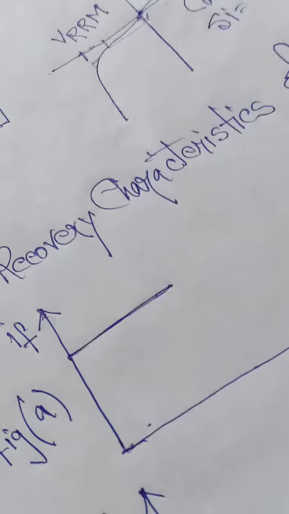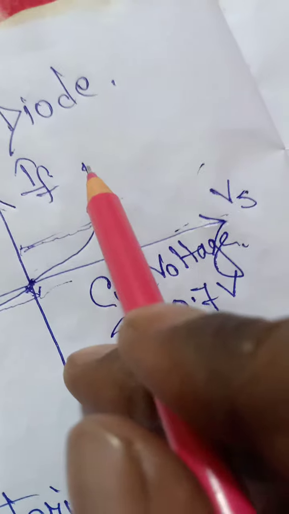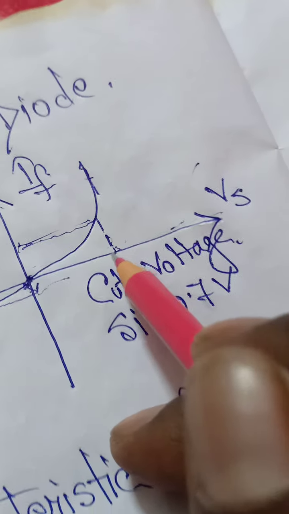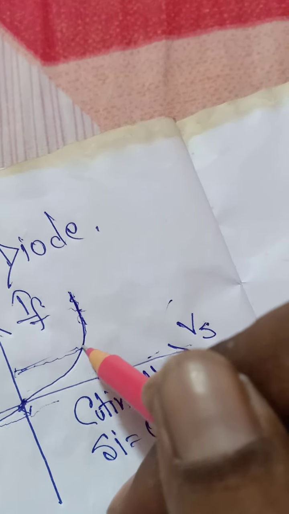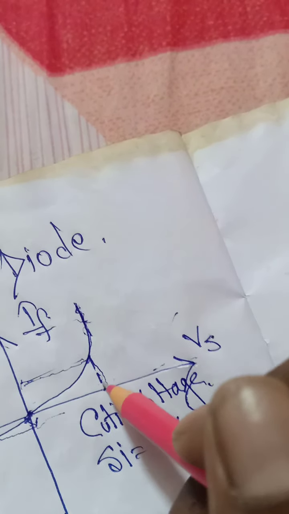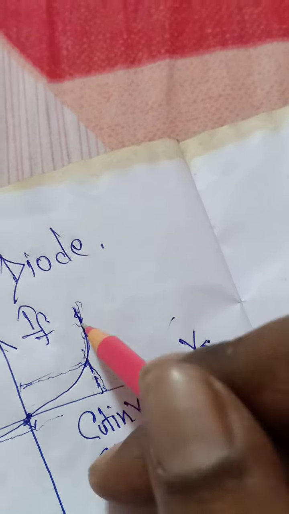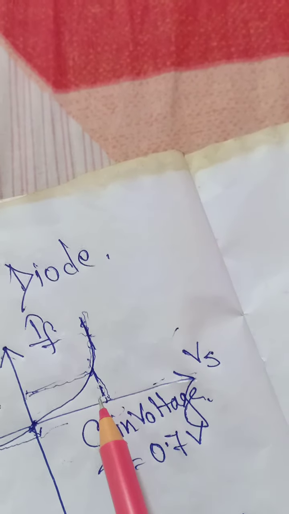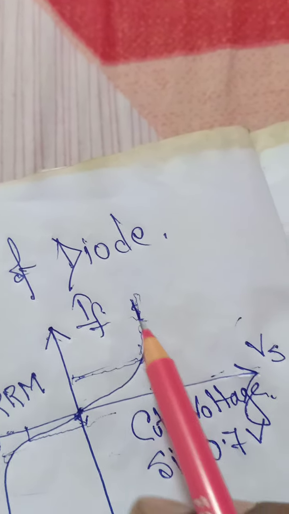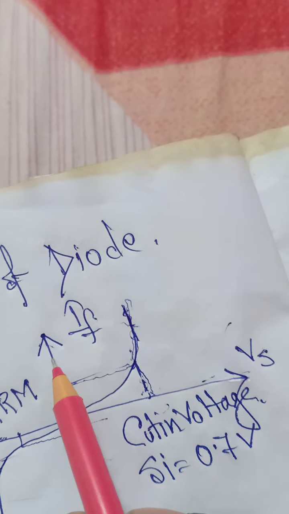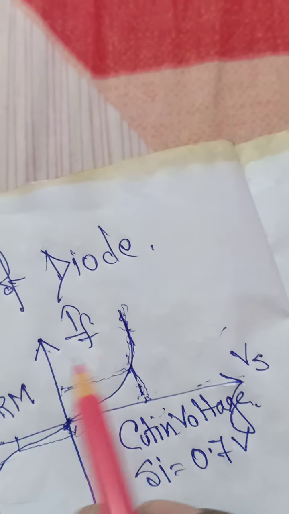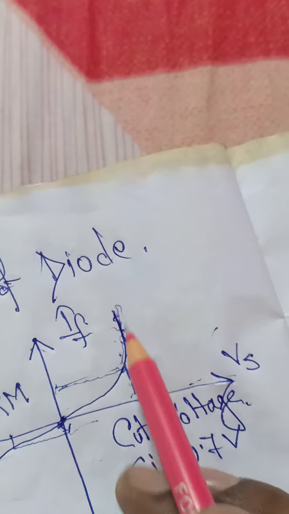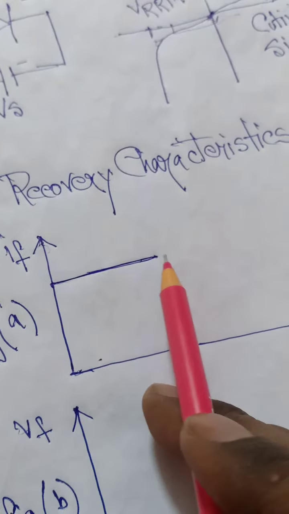Understand? So this straight line indicates that one, right here. When it comes to here, see, that is the cut-in voltage. What will happen at the cut-in voltage is the current rises rapidly, and it is parallel to the y-axis, so it is a straight line here.